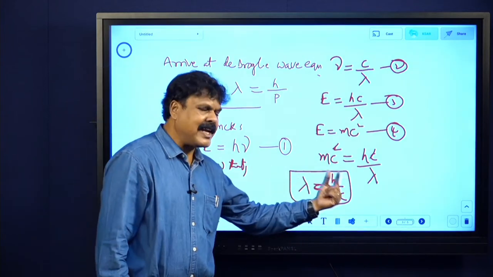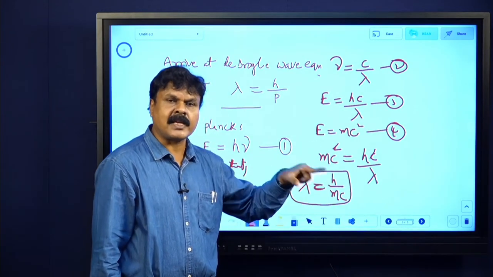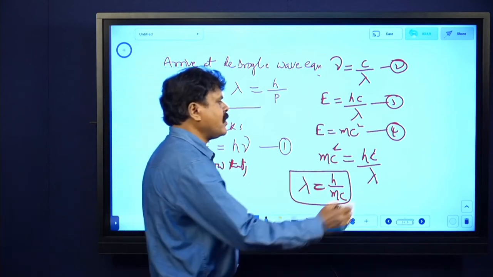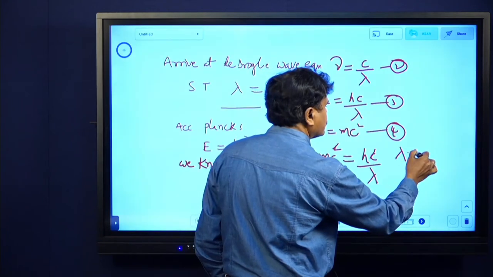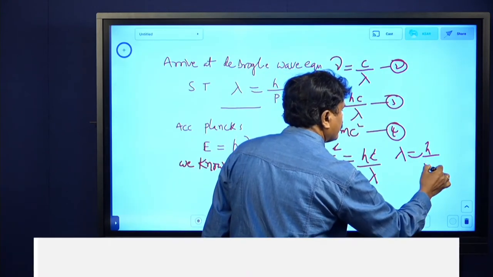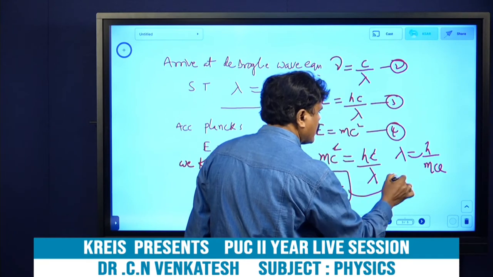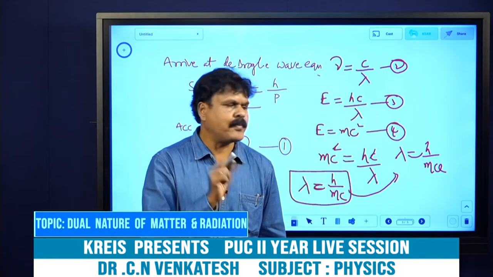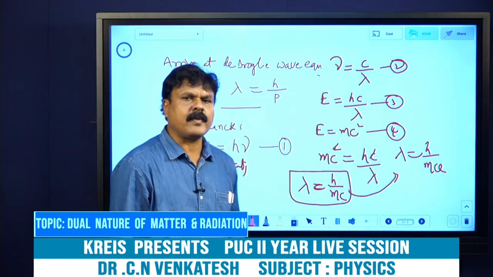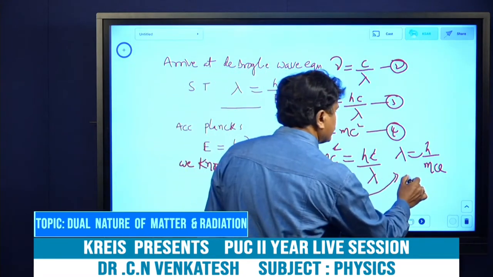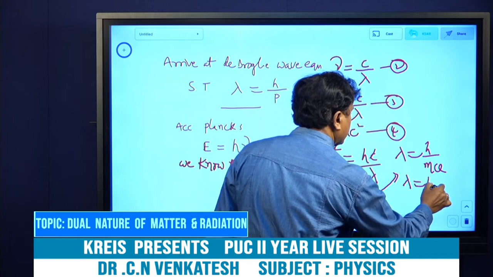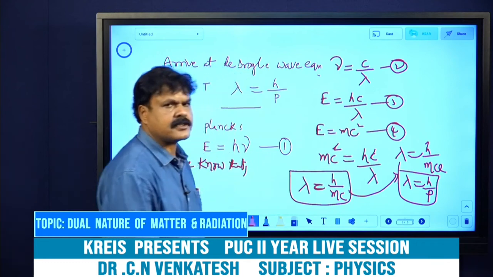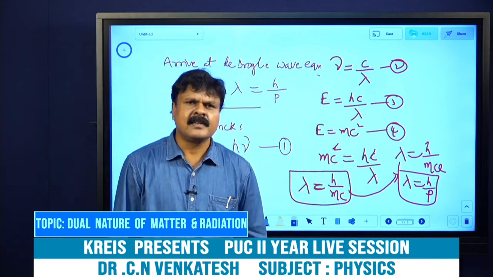For any other material particle which is moving at a velocity v, what can I write? Lambda equals h by mv. What is mv? You know that it is p. Mv is nothing but p. Lambda equals h by p. This is the de Broglie wave equation. I hope you are getting it.